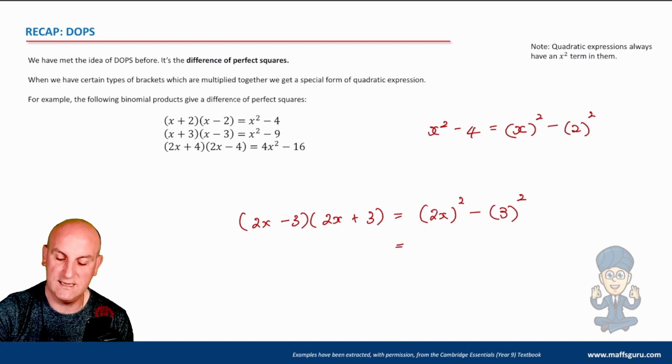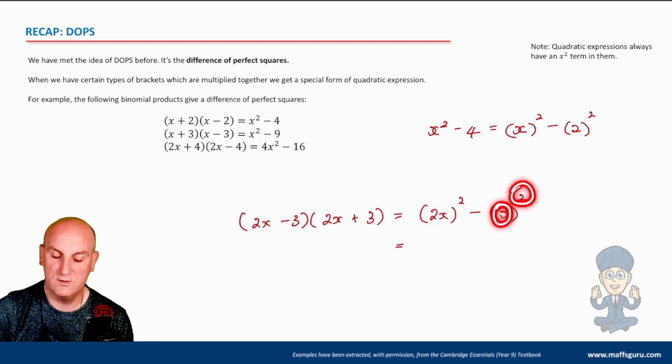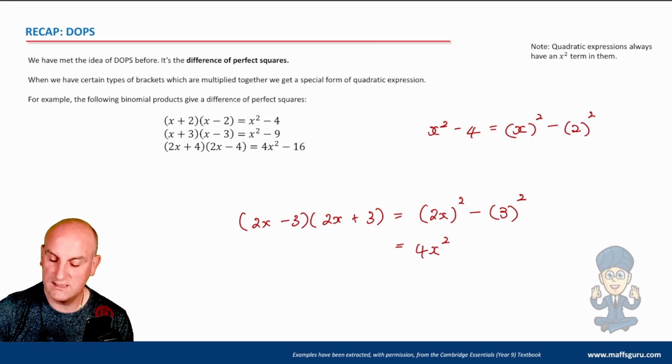All right, so again, the 2x here was the 2x. I wrote it as a floaty 2. And the minus 3, or the 3, went in there with a floaty 2. And then I just simplified it. 2x squared is 4x squared, equals, minus, and 9.